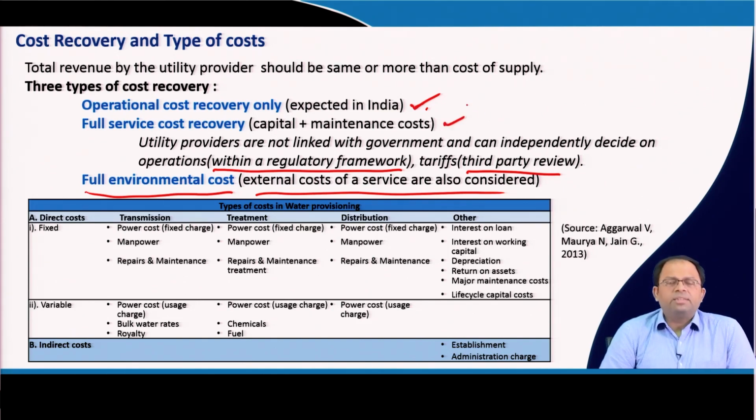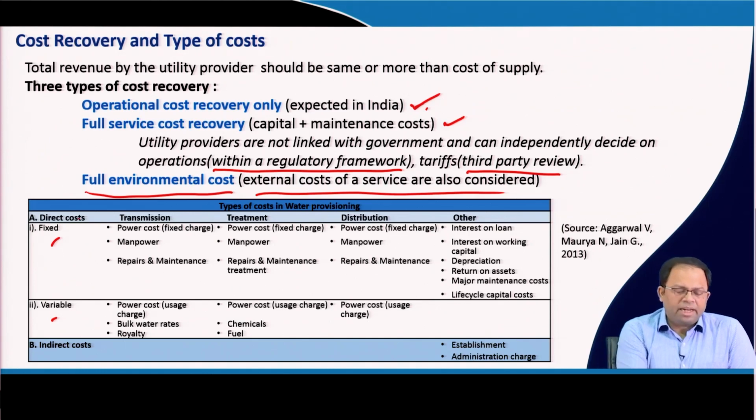So let us look at the different types of cost that are usually there for provision of water supply services. There are fixed costs and then there are variable costs. That means certain costs would not depend on the volume of water that has to be supplied, but there are certain costs which depend on the volume of water that has to be supplied.